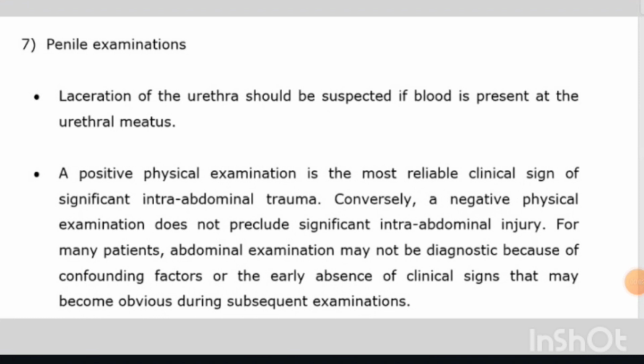After taking a history, collecting data and doing a physical examination, you should do more specific things, such as a nasogastric tube to know if there is blood inside the stomach or not, catheter insertion, blood sampling, and x-ray to detect a more specific diagnosis.